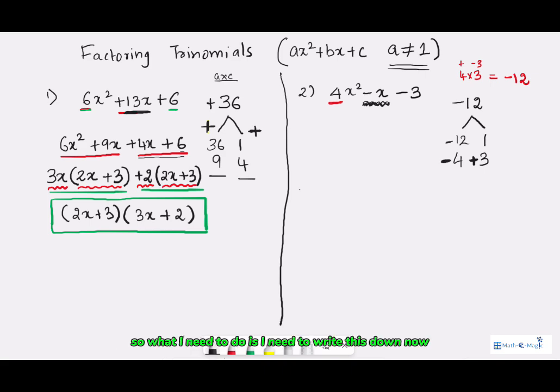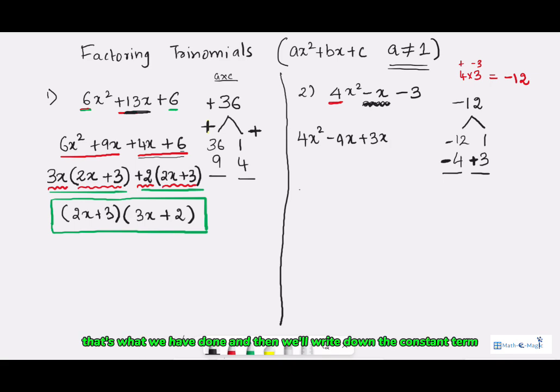So what I need to do is write this down now. So the first term is 4x square. The middle term negative x can be written as negative 4x plus 3x, so when we add them we'll get negative x. That's what we have done. And then we'll write down the constant term, the last term, negative 3. Now let's club them together. As I said, again you can write positive 3x and negative 4x, it will still give you the same answer.